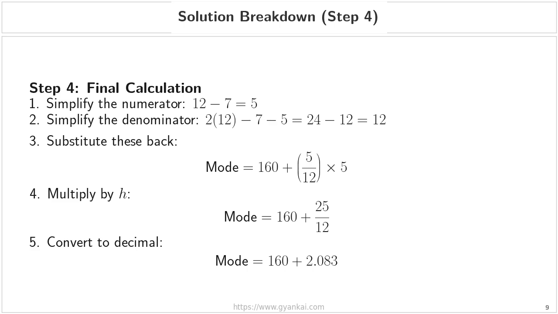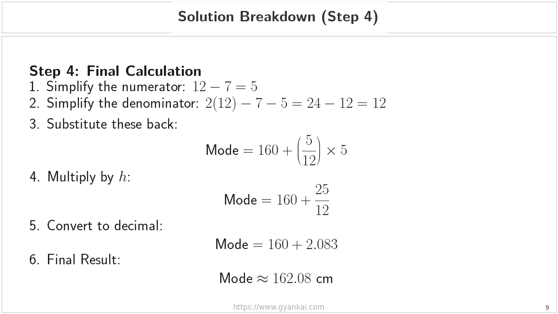Next, we'll convert that fraction into a decimal to make the final value easier to interpret. 25 divided by 12 is approximately 2.083. Finally, we add this to our lower limit of 160. This gives us a final result of approximately 162.08 centimeters. As we move to the next slide, keep in mind that this value, 162.08, falls perfectly within our modal class of 160 to 165, which confirms our calculation is logically sound.